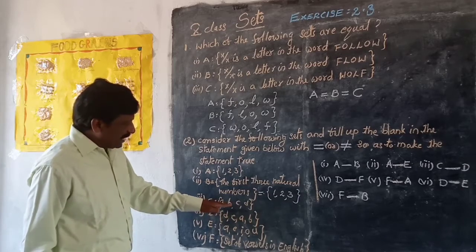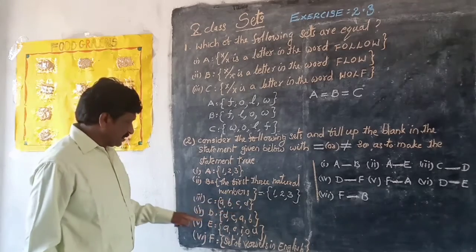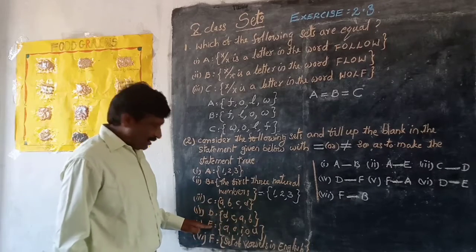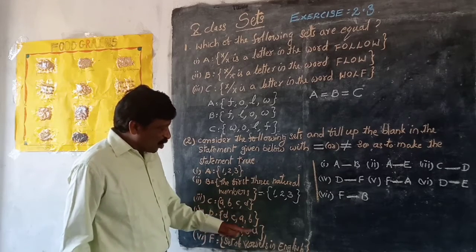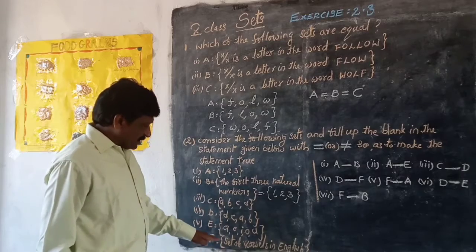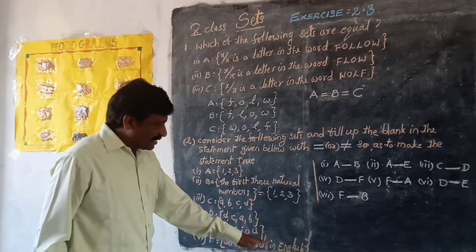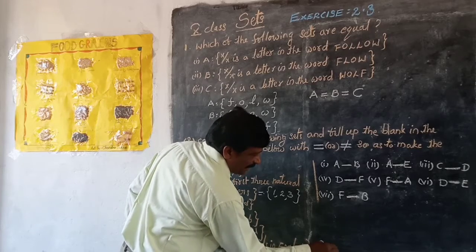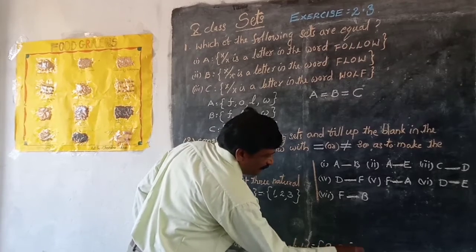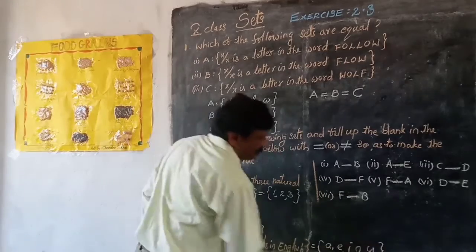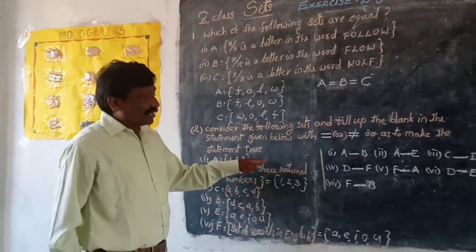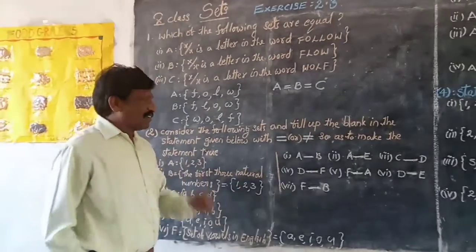C: A, B, C, D. D: D, C, A, B. E: A, E, I, O, U. F: set of the vowels in English. Vowels in English: A, E, I, O, U. These are the vowels in English. So which are equal sets and non-equal sets?